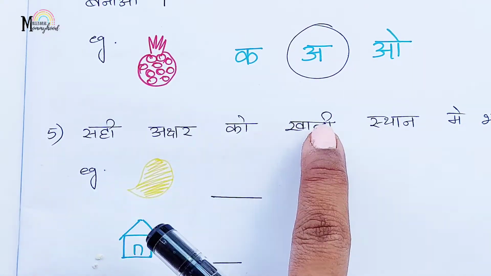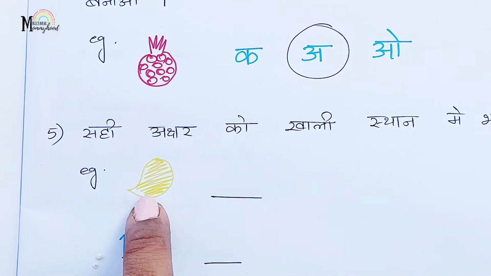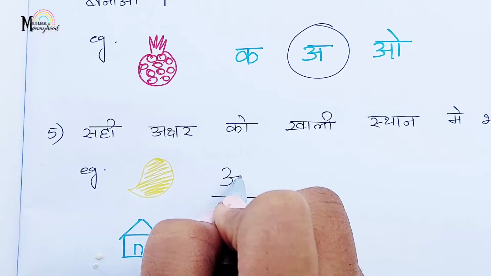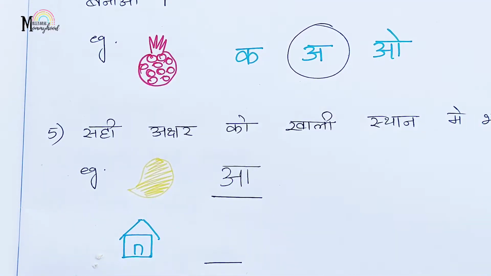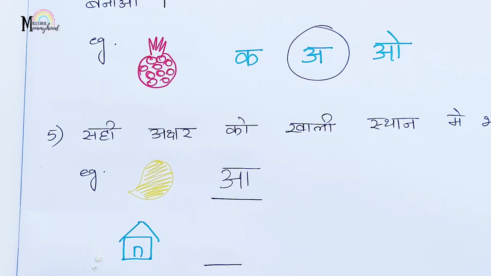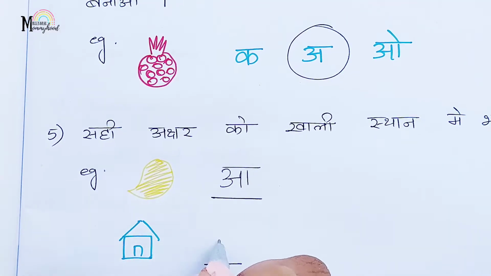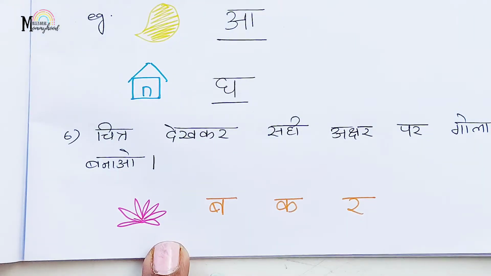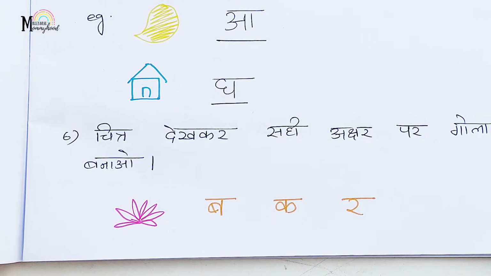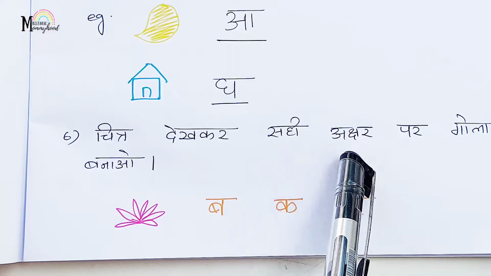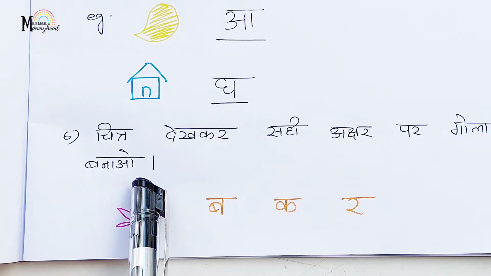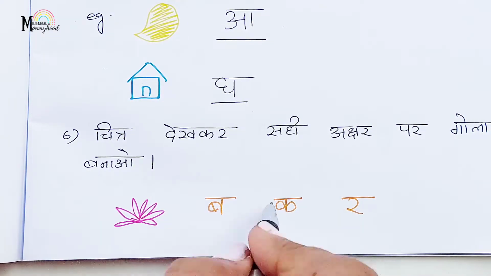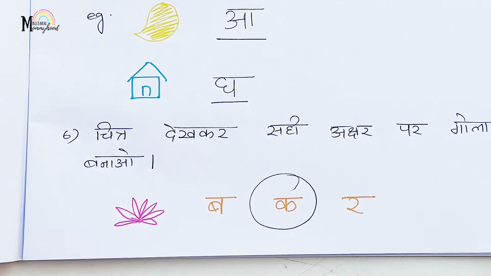The next is sahi akshar ko khali sthan mein bharo. For example, A se arm, so you write A. Gh se ghar, so you write gh. So it's a way of identifying the object and writing that letter. Next is chitra dekhkar sahi akshar par gola banao. So again you have to look at the picture and circle the correct letter.